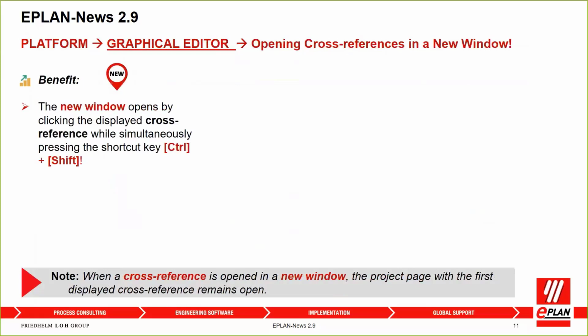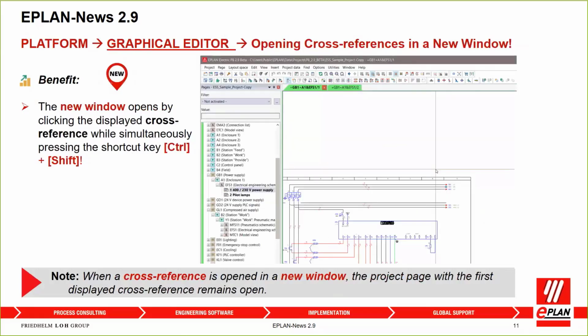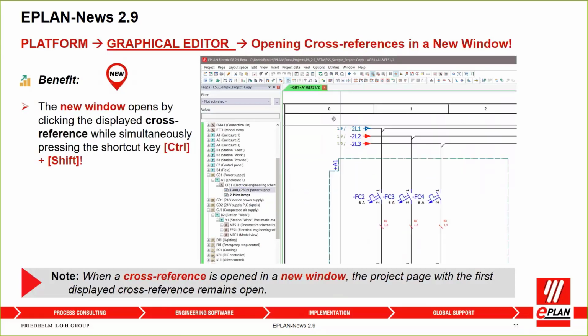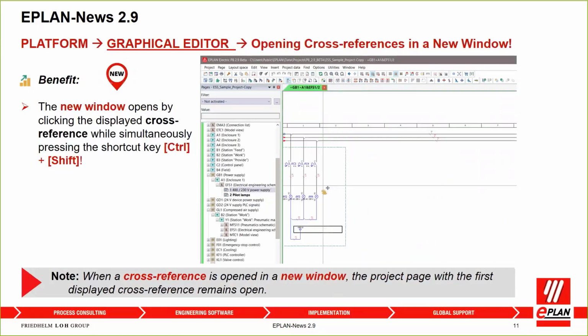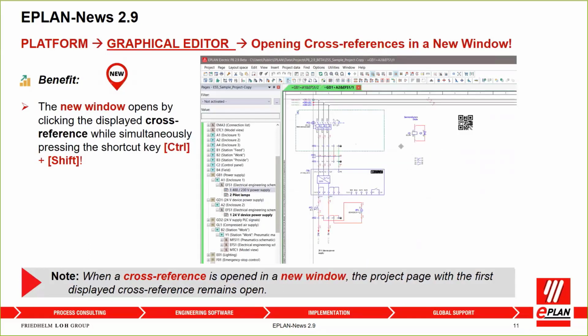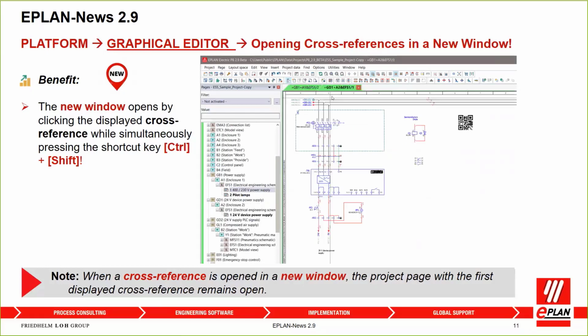Okay, a request from some of the customers, when they were opening cross-references, was the ability to open them in new windows. This is now possible in EPLAN version 2.9. The existing way, holding down Control and clicking a cross-reference, will take you to the cross-reference item. To open this in a new window, you can hold down Control and Shift, and that will open the cross-reference in a new window as shown here.